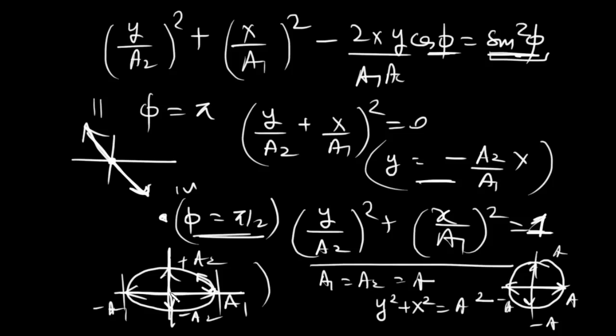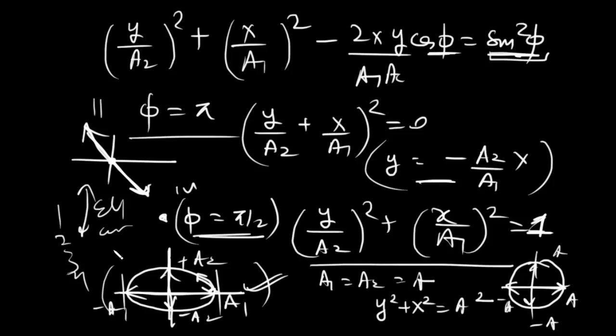Okay, so questions like this are asked more often. For example, they will give you a phase phi equal to pi and give 4 options, 1, 2, 3, 4. What is it? Ellipse, circle, parabola, whatever. You have to mark the correct answer.